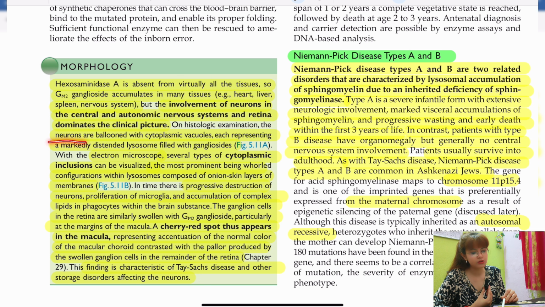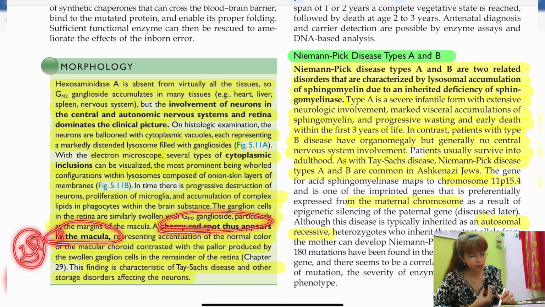What happens is the neurons are ballooned with cytoplasmic vacuoles representing a markedly distended lysosome. In the electron microscopy, you can see cytoplasmic inclusions, okay, which are the whorled configurations composed of onion skin layer membranes. The ganglion cells in the retina are similarly swollen with the GM2 ganglioside. Cherry red spot is appearing in the macula. Very important point.